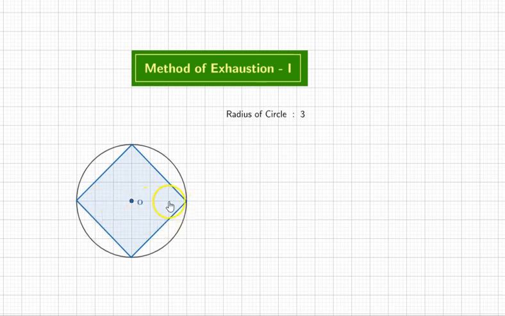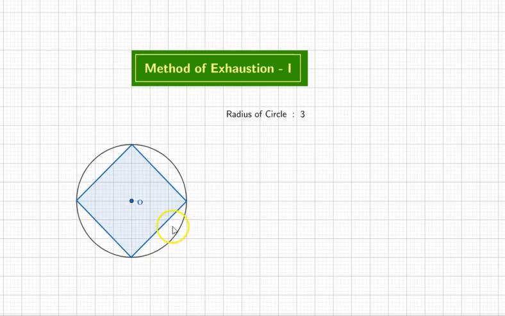It's pretty easy to draw this because we just draw a diameter and another diameter perpendicular to that diameter. So we get the vertices of the square. Now, looking at this diagram, we know that the area of this square is going to be less than the area of this circle.